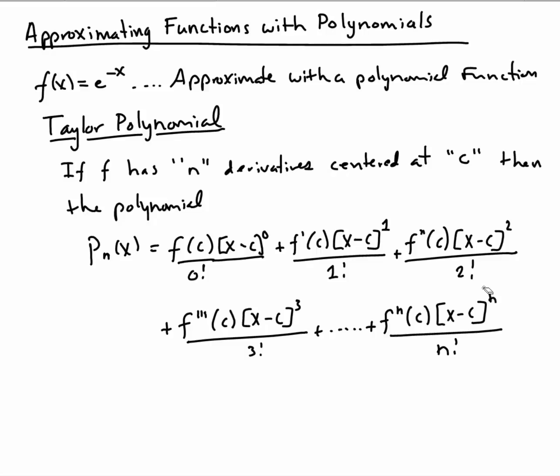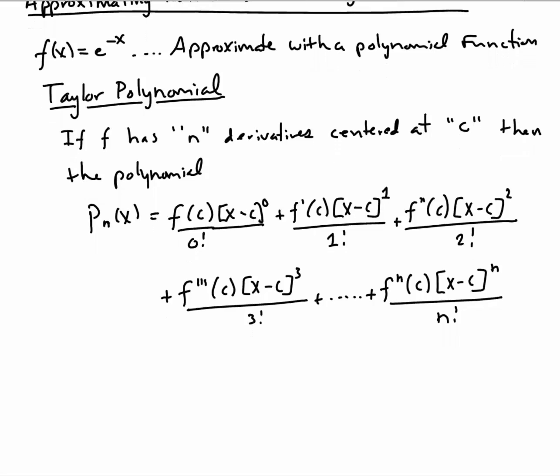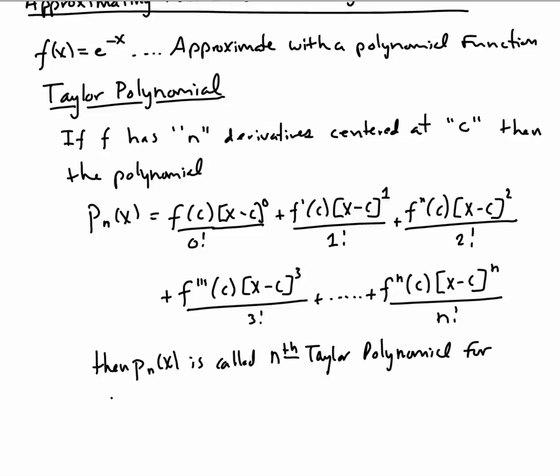We can definitely see that there's a pattern here, and we'll be looking at what to do about this pattern as we work a little bit further. Now there's a couple of things we want to see here. This piece, p n of x, is called the nth Taylor polynomial for my function f centered at c.